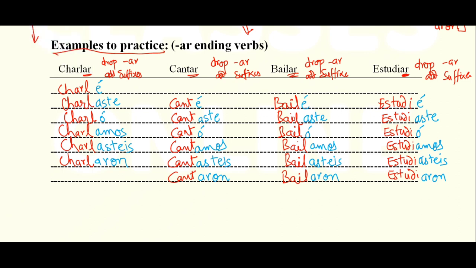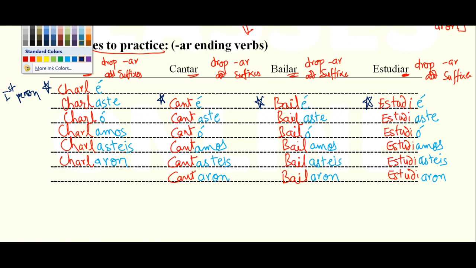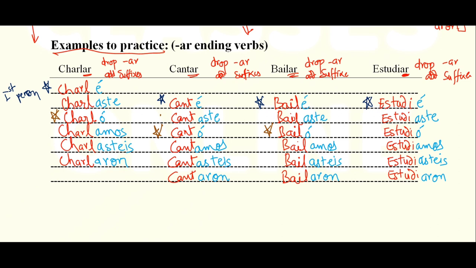4 verbs: charlar, cantar, bailar, estudiar. We can see first person everywhere with an accent: charlé, canté, bailé, estudié. Again, we'll see accents on third person singular conjugation. I make stars. You can see these are four. This is third person: charló, cantó, bailó, estudió. We have to put an accent on O in third person singular.